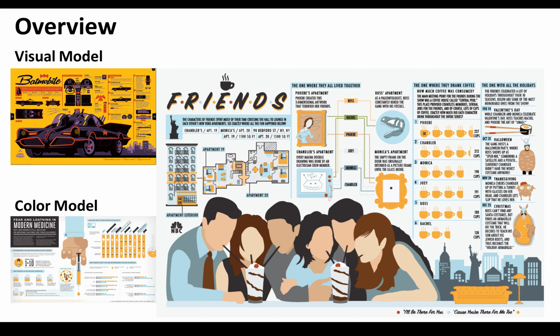Moving further right, viewers can then see exactly how many cups of coffee each character drank throughout the 10 seasons, since coffee played such a big part of the show. And on the far right, you can see graphics and fun details from some of the most memorable holiday episodes, starting from the beginning of the year all the way until the end of the year.